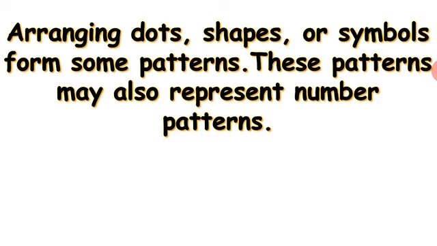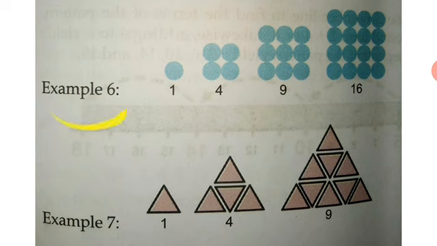So arranging dots, shapes, or symbols form some patterns. These patterns may also represent number patterns. For example, in example 6, 1. Next is 4, 2 by 2, 9, 3 by 3, and 16, 4 by 4. But if you're going to consider it in number, 1 squared is 1, 2 squared is 4, 3 squared is 9, 4 squared is 16. The same here, 1, 4, 9.